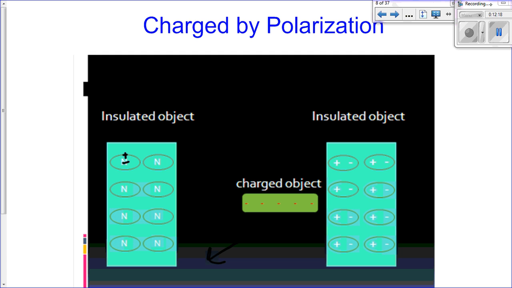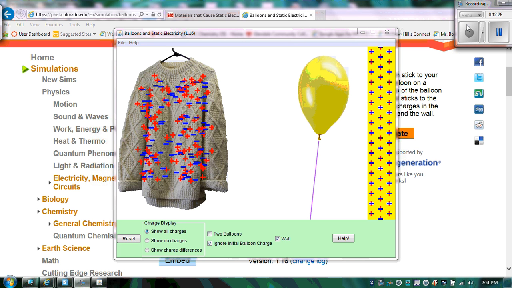And an example of this is if you bring a balloon, a charged balloon, close to a wall. And I'm going to show you that here in just a second. Okay, so here's an example of charge by polarization.